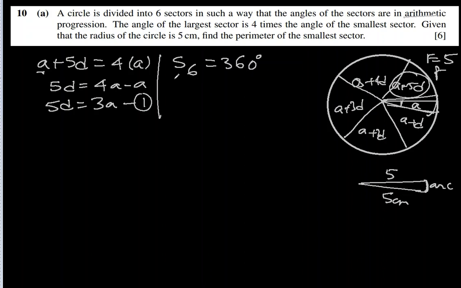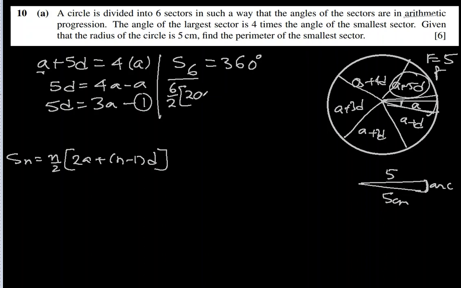We'll use the sum of arithmetic progression formula here. So let me write it somewhere. Sn equals n over 2 times (2a plus (n minus 1)d). This formula is given to you in exams. So we'll use this one. So S6 will be 6 over 2 times (2a, 2 times the first term, we don't know a, plus (6 minus 1), 5d) equal to 360 degrees.